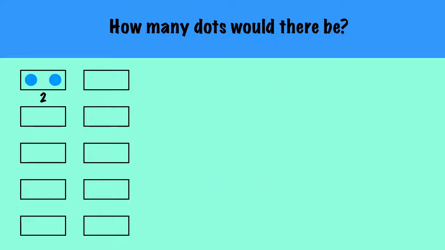If all of these groups were filled, how many dots would I have? Well, you probably started by realizing that there were 2 dots in a group. That means if all the groups were filled, each group would have 2 dots in it. The next thing you probably did was count up how many groups there were. 1, 2, 3, 4, 5, 6, 7, 8, 9, 10. You can count that we have 10 groups.